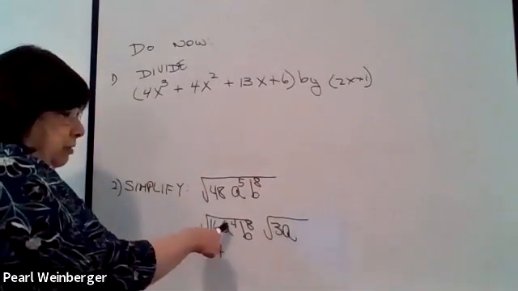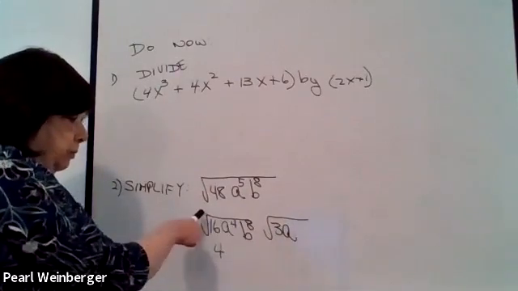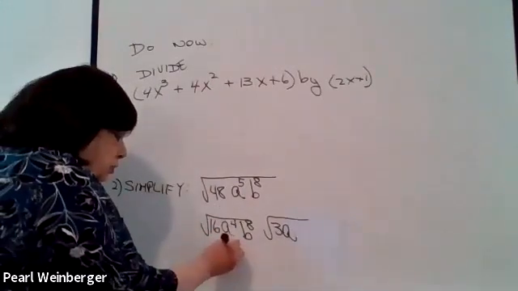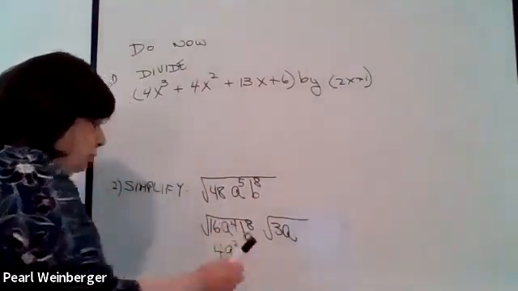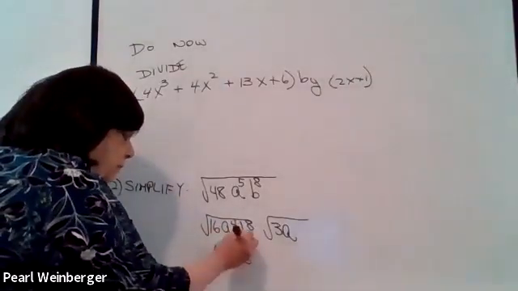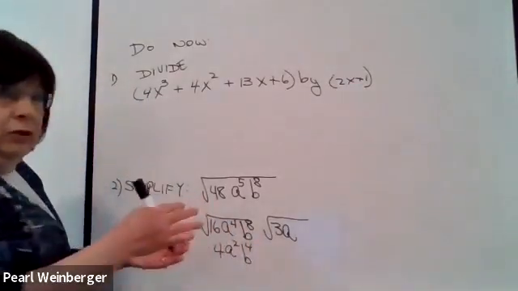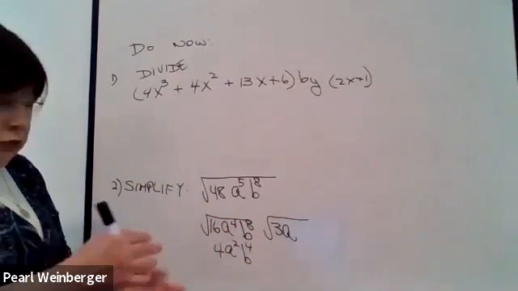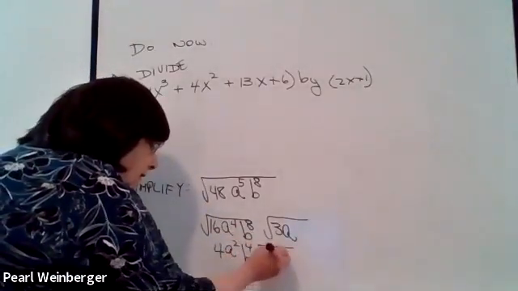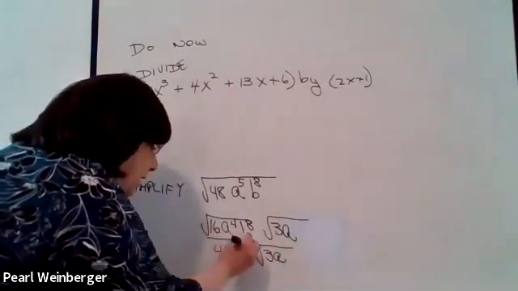Then I do the letters. I take their square roots by dividing their exponents by 2, because again, my index is 2. So 4 divided by 2 is 2, which gives me a squared. And 8 divided by 2 is 4, and it's going to give me b to the 4th. That's no longer inside a radical because I have taken its square root, and then times radical 3a. So that would be my answer.